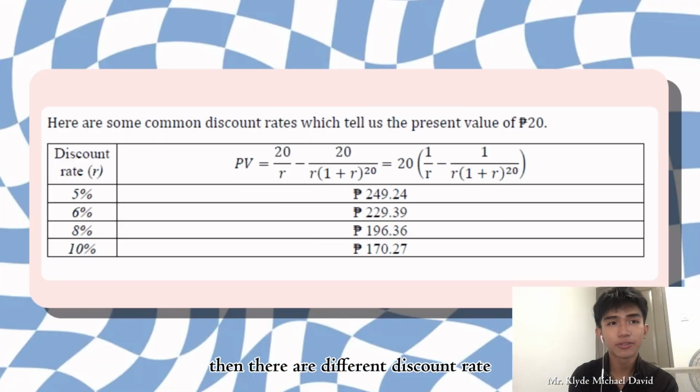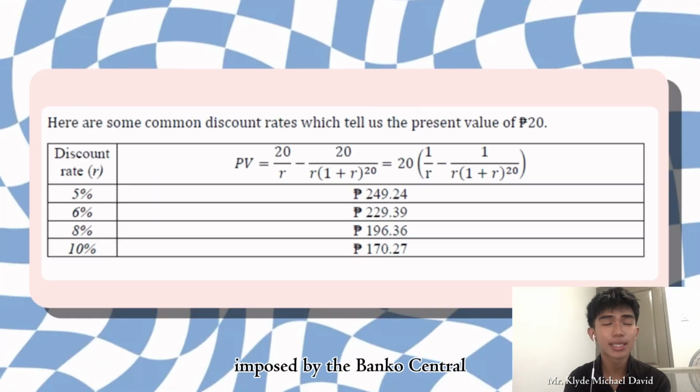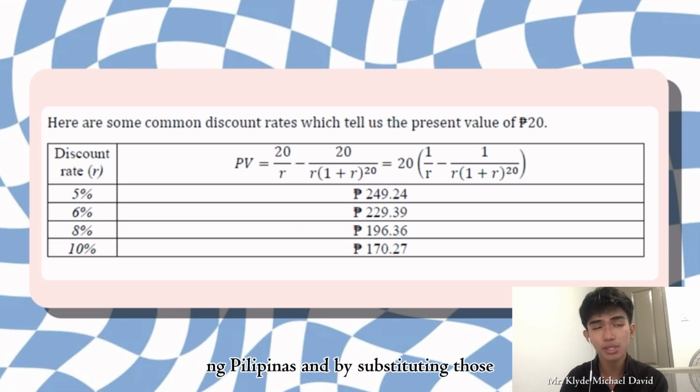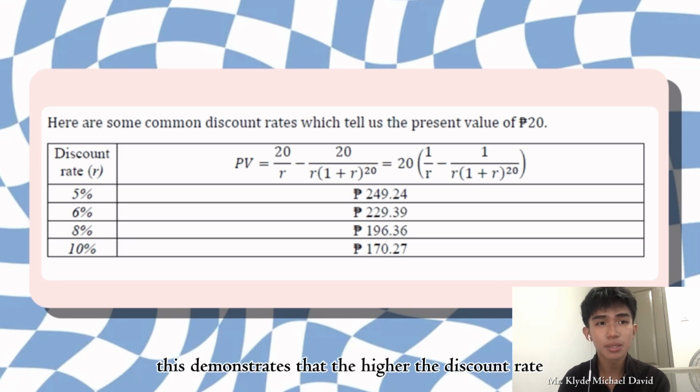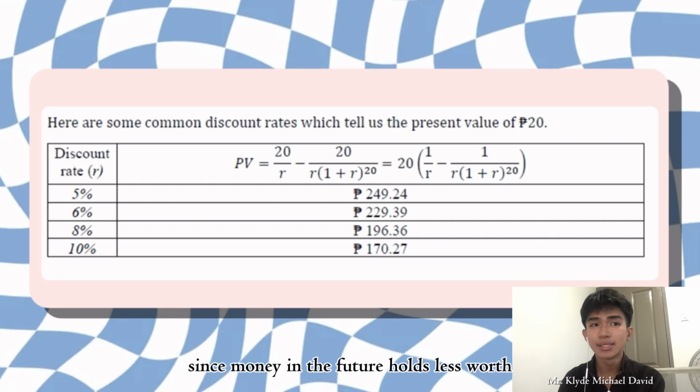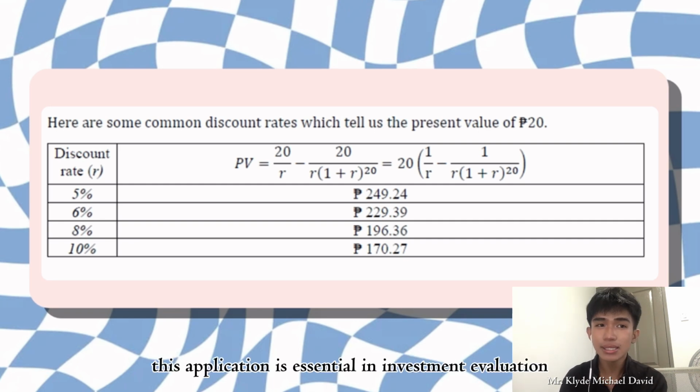Then, there are different discount rates imposed by the Bangko Sentral ng Pilipinas, and by substituting those, we can obtain: at 5%, the present value is equal to 249.24, and at 10%, the present value is equal to 170.27 pesos. This demonstrates that the higher the discount rate, the lower the present value is, since money in the future holds less worth compared to money today. This application is essential in investment evaluation, loan assessments, and financial decision making.